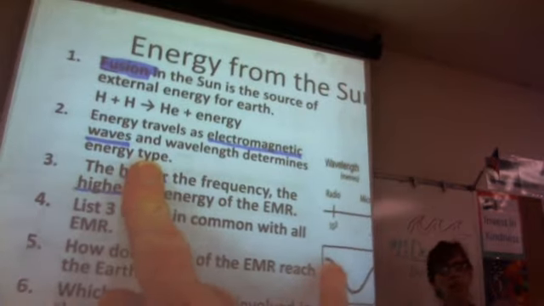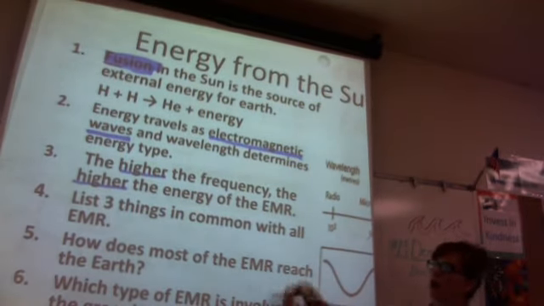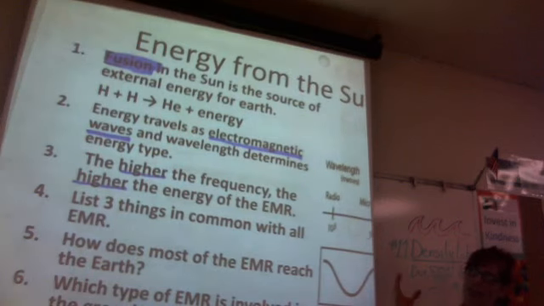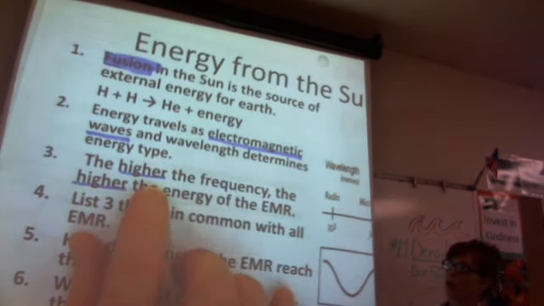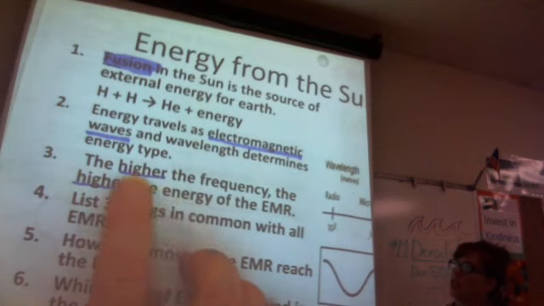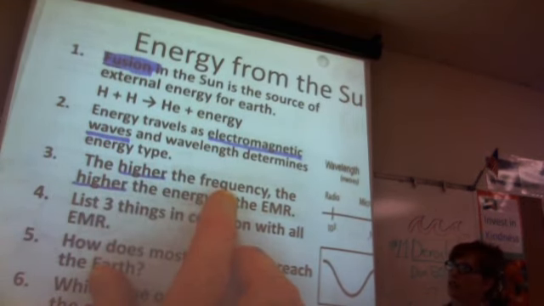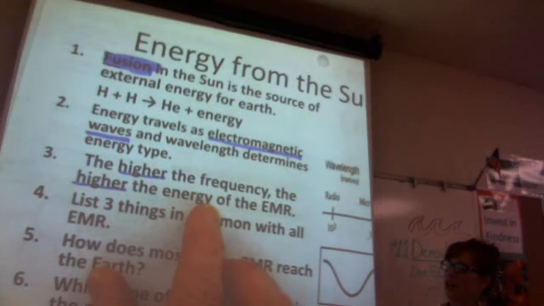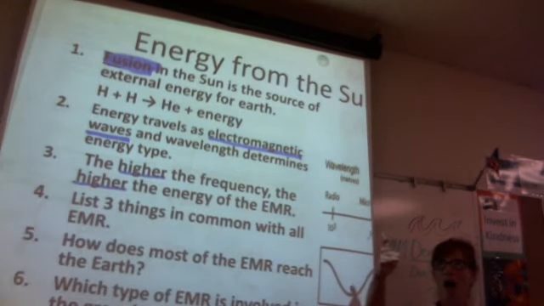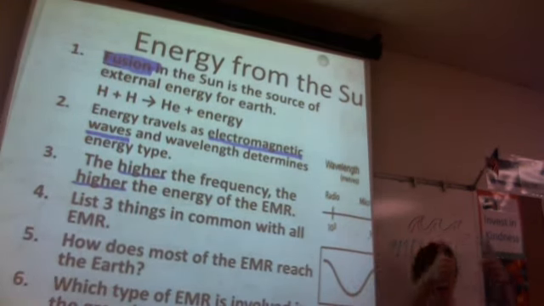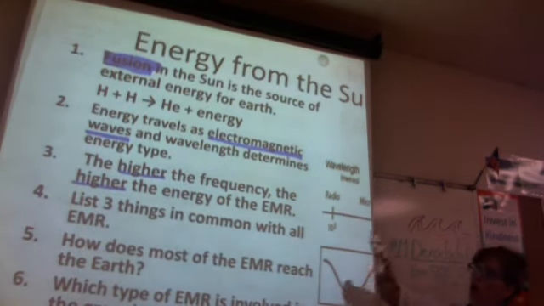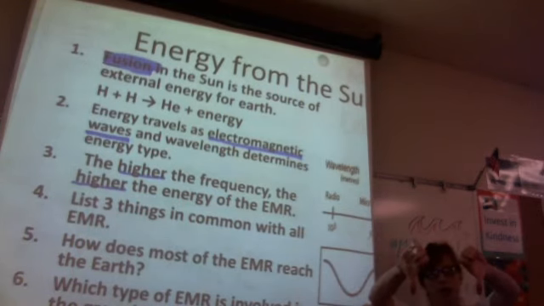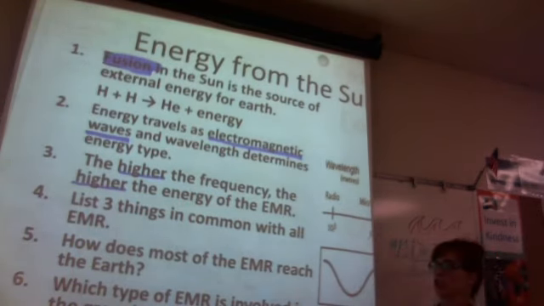So we have all these waves coming from the sun. And depending on the frequency or the wavelength, it will determine what type of energy we have. And we'll get into that in just a few minutes. The higher the frequency, the higher the energy. So that's a direct relationship. Higher frequency, higher energy. So the opposite would be true. Lower frequency, lower energy. Okay, so that's a direct relationship.